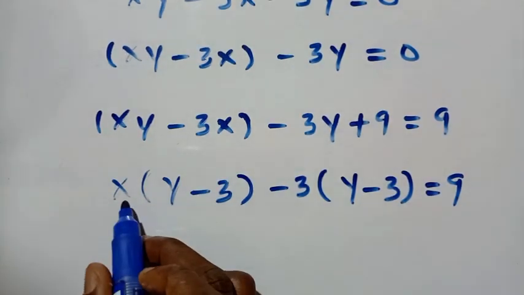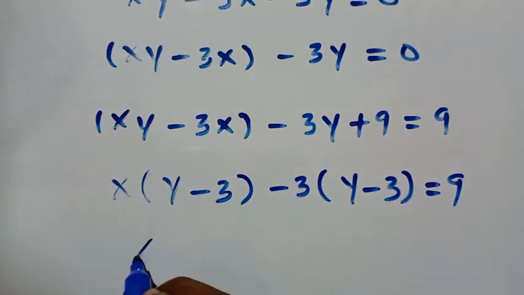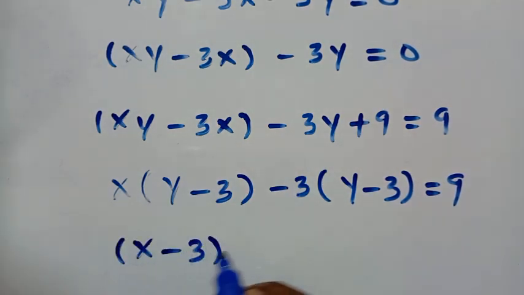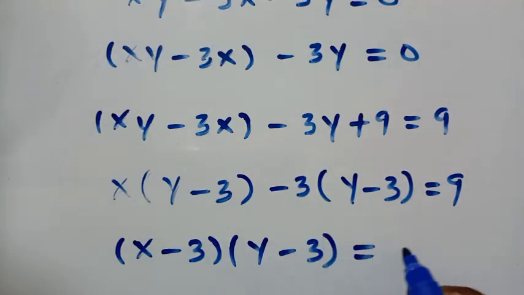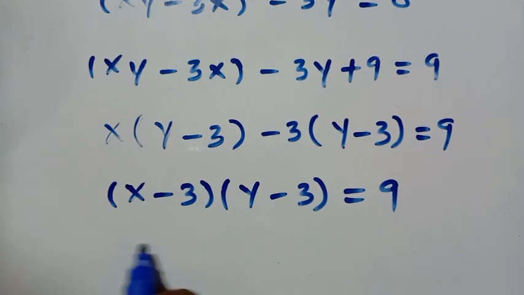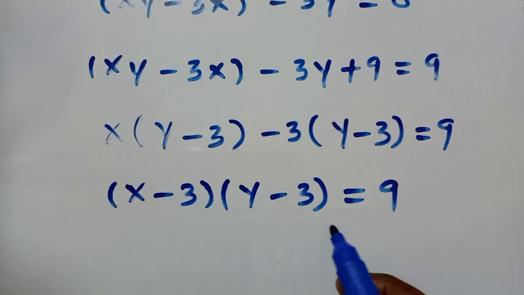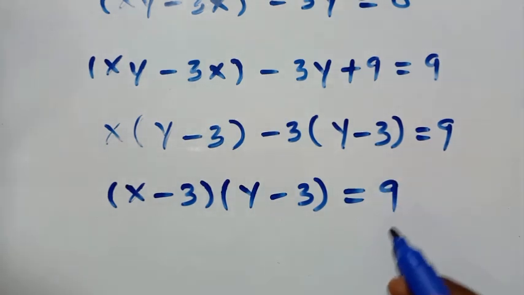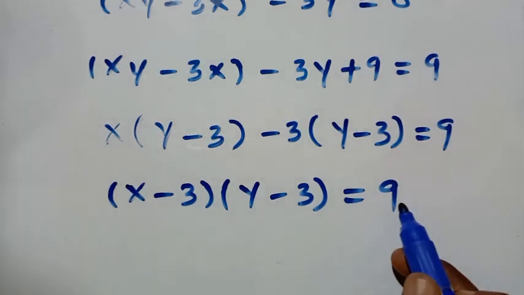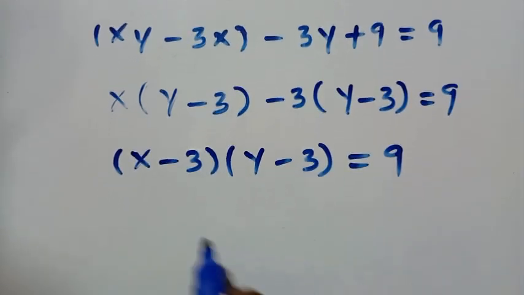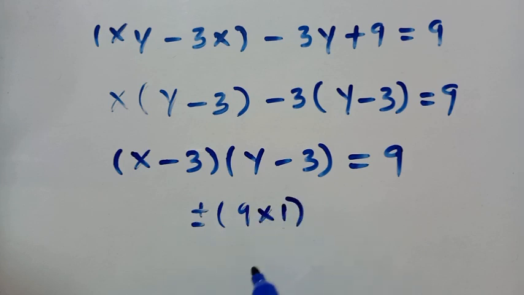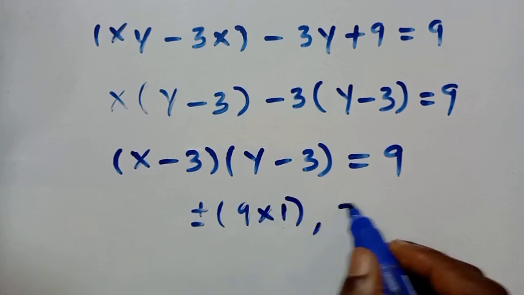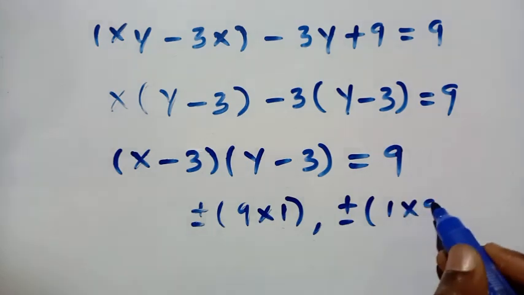Then here we have x and minus 3, we combine it, and we take one of y minus 3. This equals 9. On getting to this stage, it's now very simple to find the values of x and y as integers. If everything equals 9, then we look for the factors of 9, which are either plus or minus 9 times 1, or plus or minus 1 times 9.